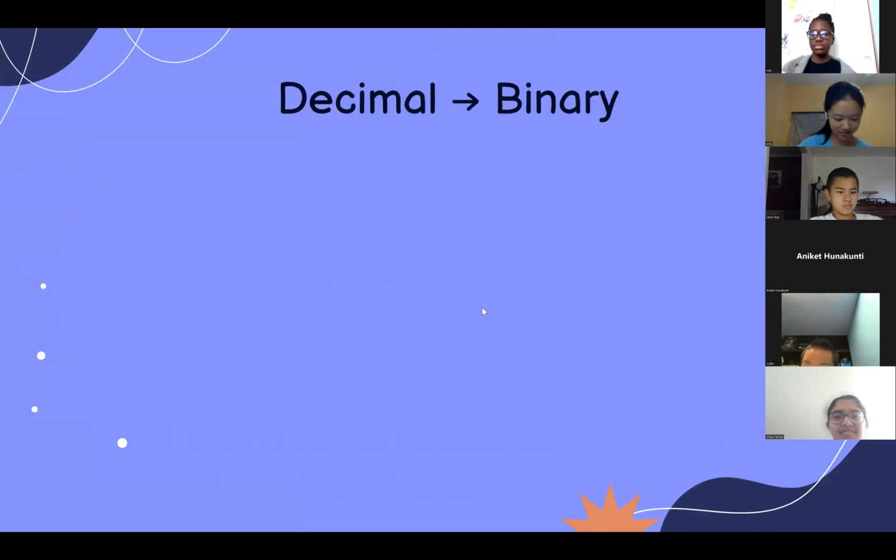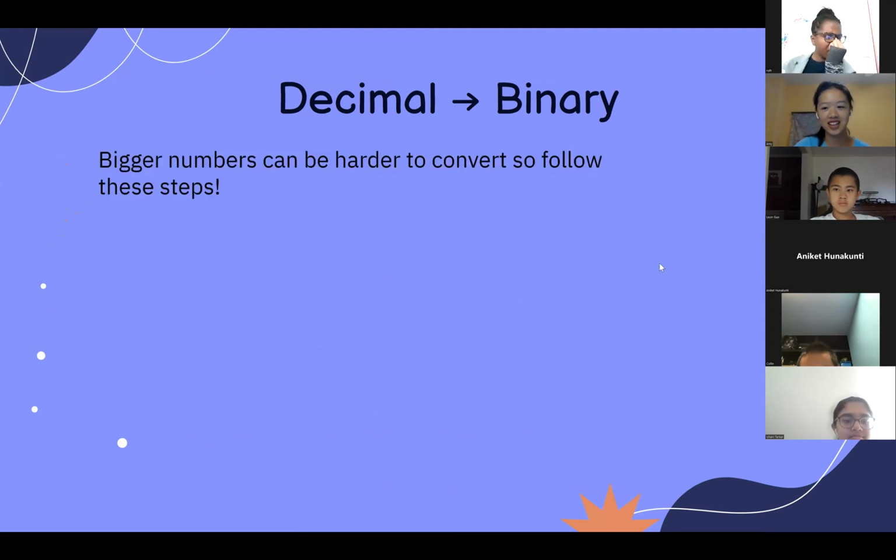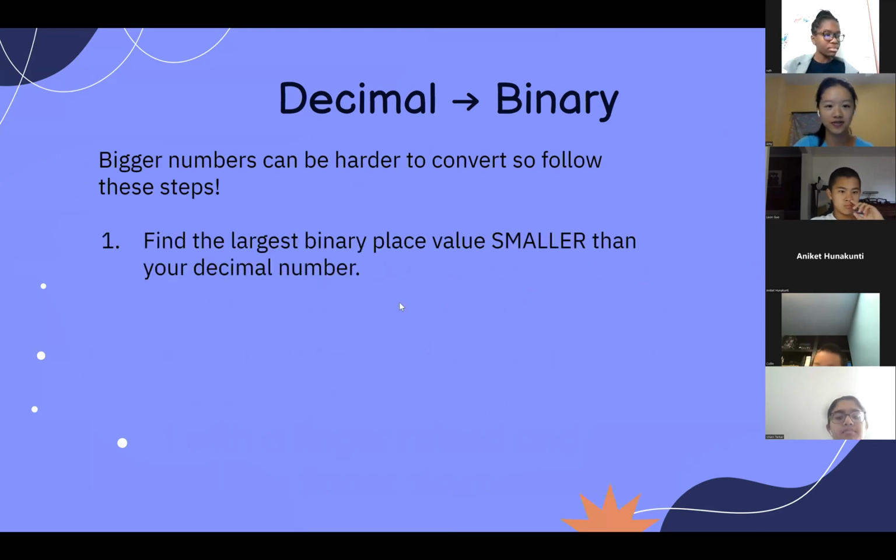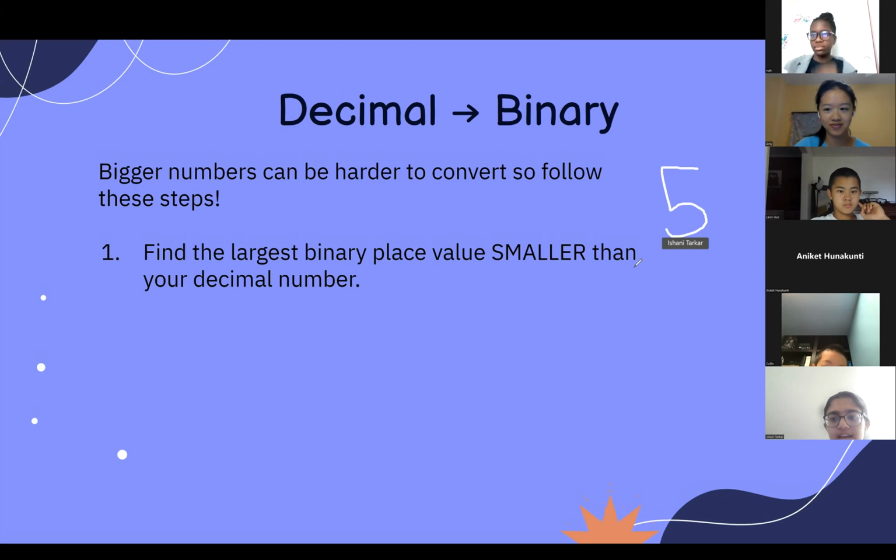Okay, so now that we know how to convert binary to decimal, we're going to do decimal to binary. So just base 10 to base 2. So first, find the largest binary place value smaller than your decimal value. So for example, I'll take like 67.